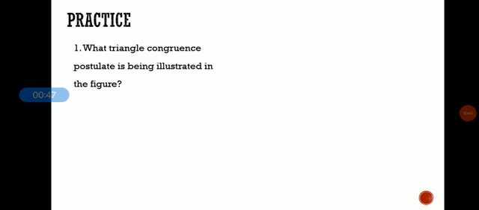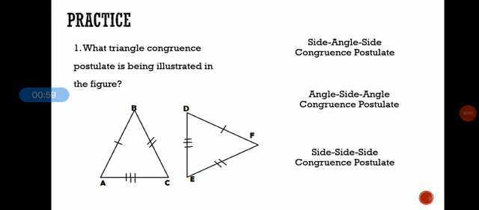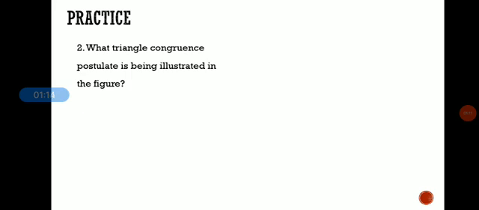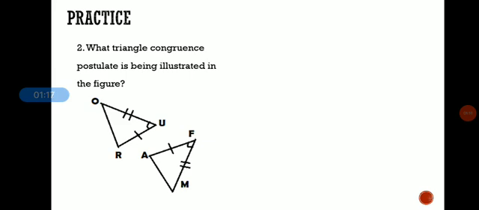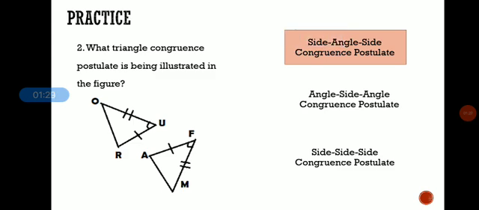So let us practice. What triangle congruence postulate is being illustrated in the figure? If we have triangle ABC congruent with triangle DEF, what kind of congruence postulate is being illustrated? Is it SAS, ASA, or side, side, side? The answer is side, side, side congruence postulate. Next question. What triangle congruence postulate is being illustrated in the figure? Is it side, angle, side, side, angle, or side, side, side? The answer would be side, angle, side.